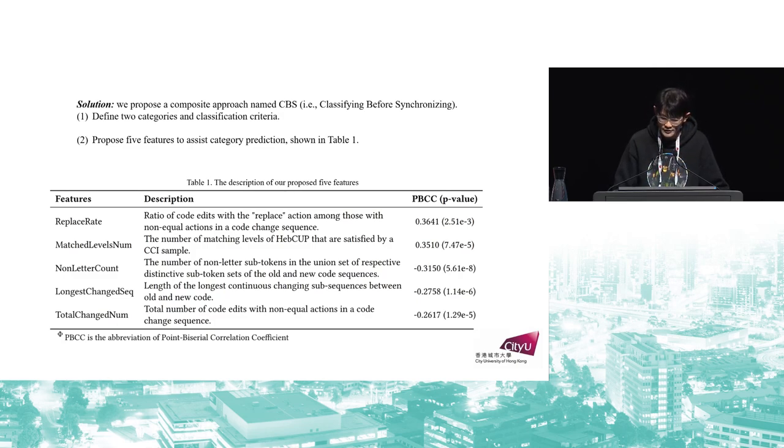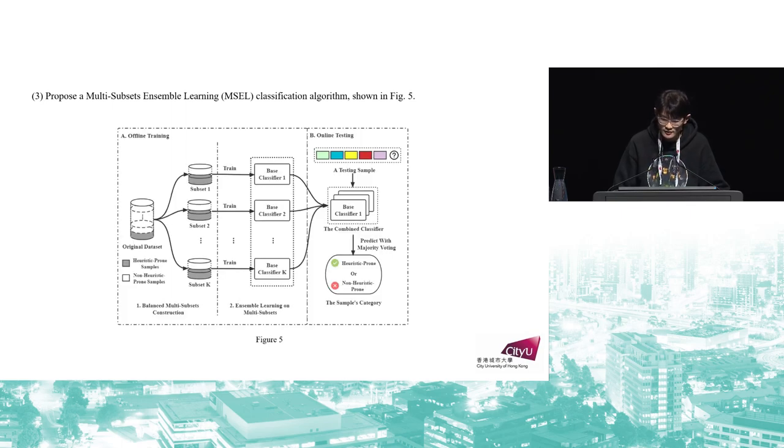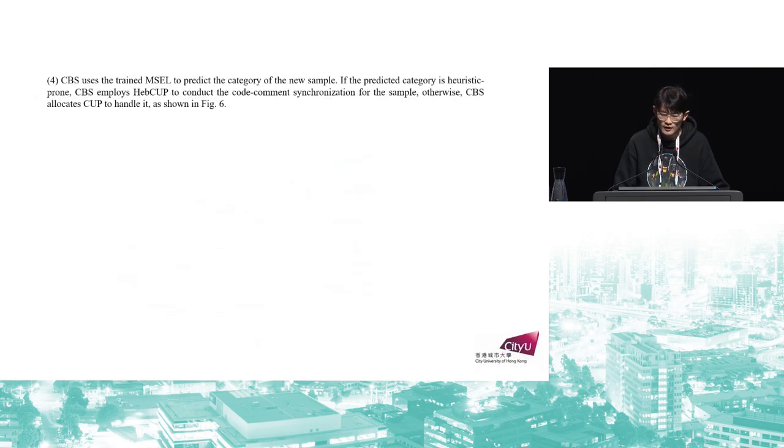Secondly, we propose 5 features to facilitate the representation of internal relation patterns between CSI samples and their model provenance, thereby assisting category prediction, as shown in table 1, including replace rate, match level norm, longest change sequence, and the total change norm. Then, because the binary classification data set is unbalanced, with more non-heuristic prone samples and fewer heuristic prone ones, we further propose a multi-subset ensemble learning classification algorithm to alleviate the class imbalance problem and construct a category prediction model, as shown in figure 5.